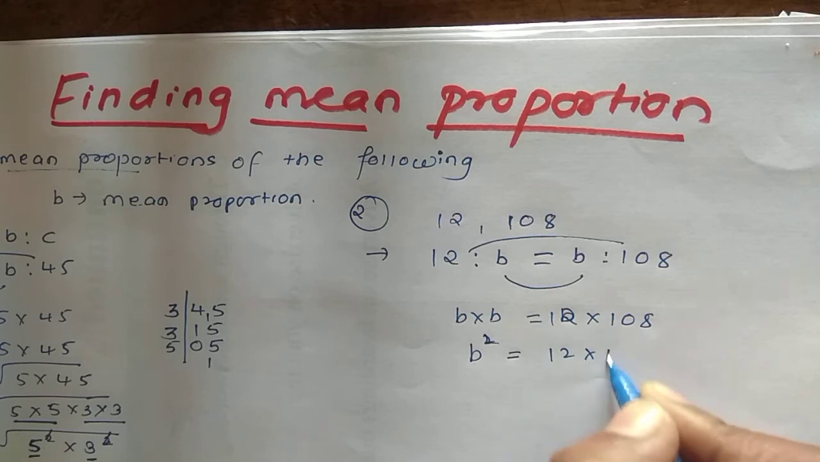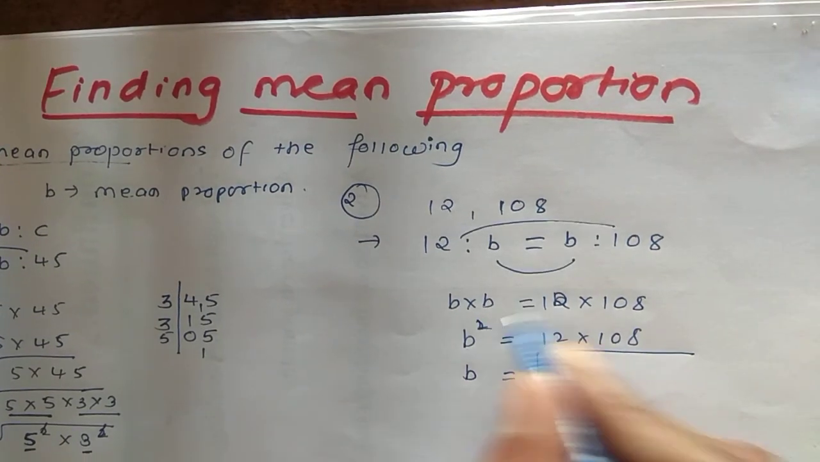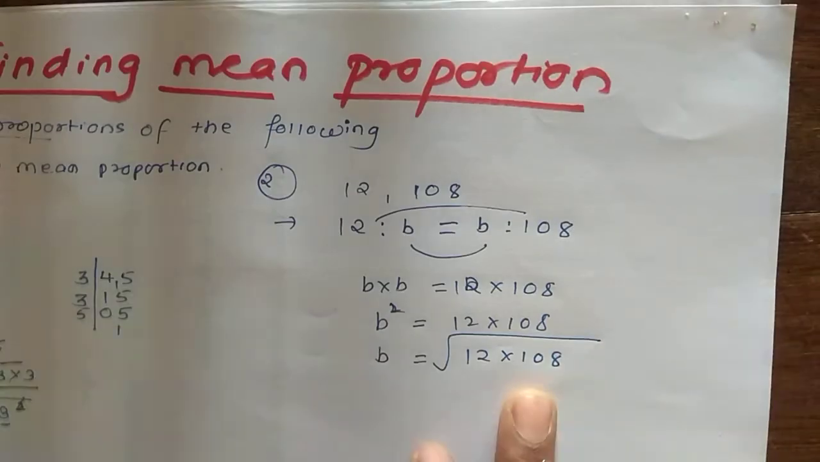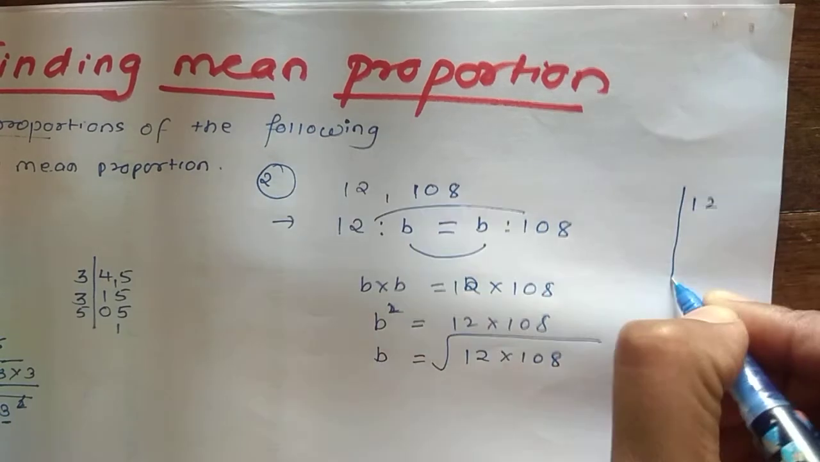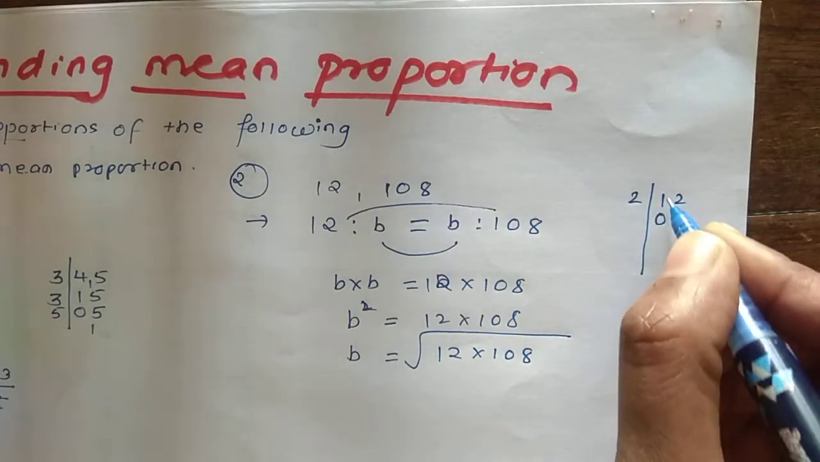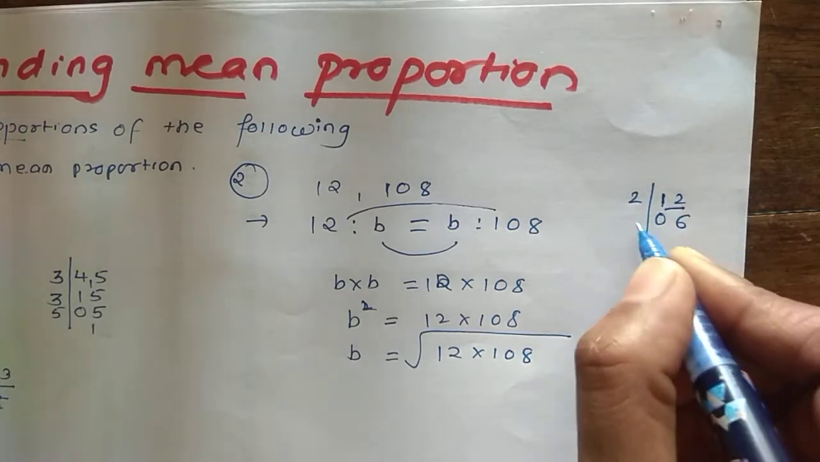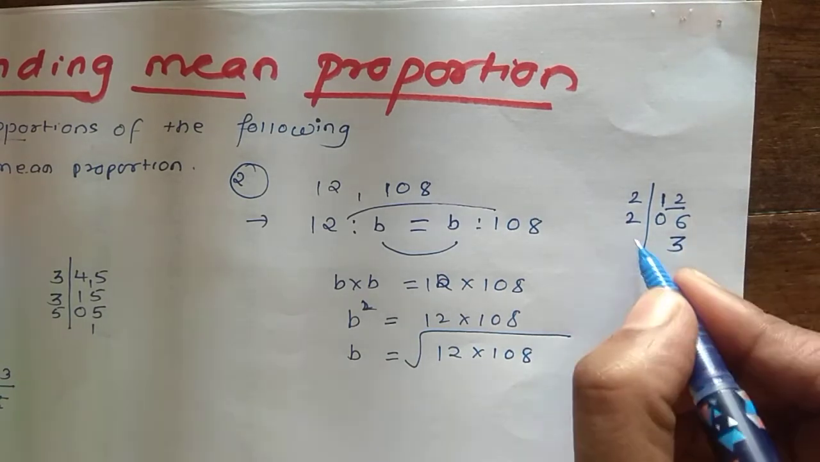So B square is 12 into 108. To find B, take the square root, so it will be the square root of 12 into 108. Instead of multiplying these two and then finding the prime factorization of the new number, just write each as a product of its prime numbers. So we will do the prime factorization here. The last number is even, so divide with 2. 1 is less than 2, so we'll put 0. 2 6s are 12. Again you can divide with 2. 2 3s are 6. Then 3 1s are 3.